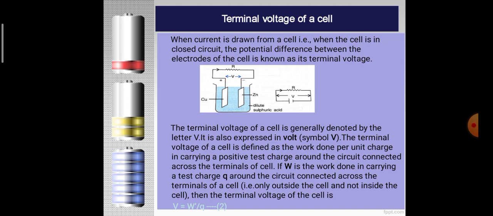The terminal voltage of a cell is defined as the work done per unit charge in carrying a positive test charge around the circuit connected across the terminals of the cell. If W prime is the work done in carrying a test charge Q around the circuit connected across the terminals of the cell, that is, only outside the cell and not inside the cell, then the terminal voltage of the cell V is W prime by Q. Consider this as equation 2.